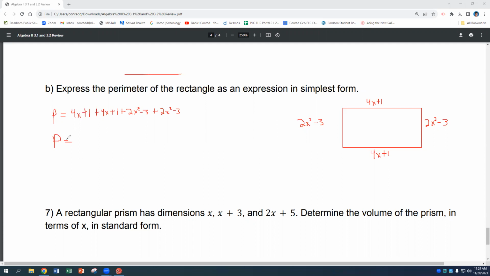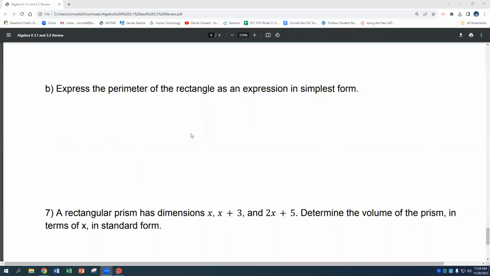So let's see, we're going to have 4x squared, right? 2x squared and 2x squared is 4x squared. And then we're going to have 4x and 4x is going to give us 8x. And then we have 1 plus 1 is 2. 2 minus 3 is negative 1. Negative 1 minus 3 is negative 4. There we go. So we got the perimeter of the rectangle.